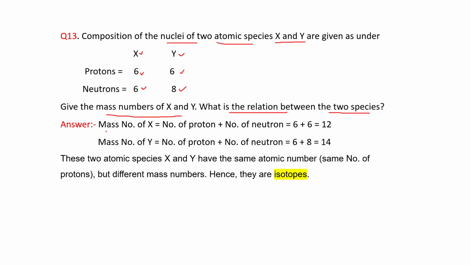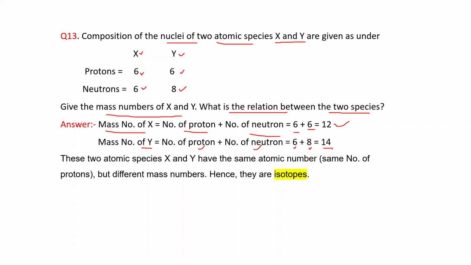As we know, mass number is the number of protons plus the number of neutrons. In X, 6 protons and 6 neutrons, that's why the mass number of X is 12. In case of Y, the mass number is again the number of protons plus the number of neutrons. In this case, the number of protons is 6 but the number of neutrons is 8. Add, we will get 14.